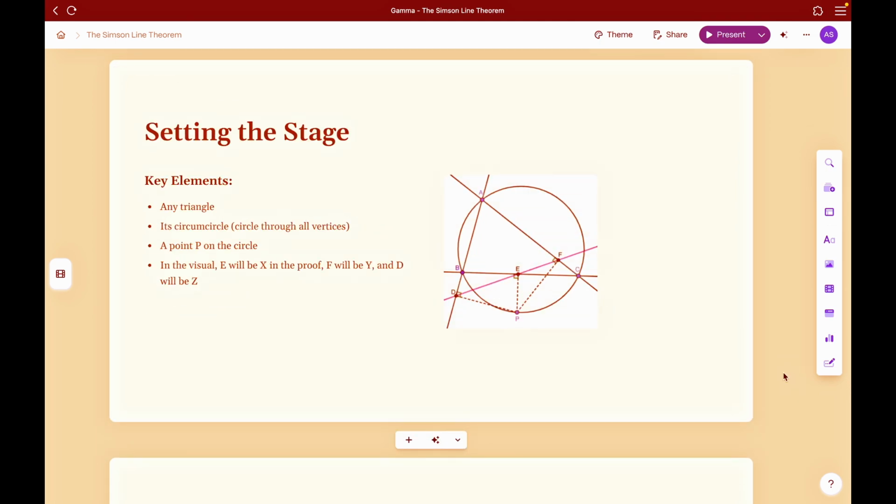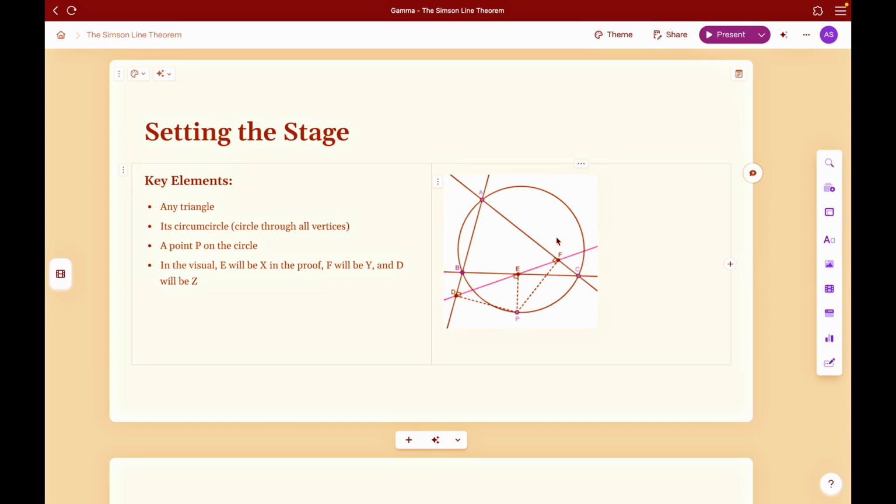So, this is the theorem. Take any triangle, and then its circumcircle, a circle through all vertices. Then there is a point P on the circumcircle that is not A, B, or C. In the visual, E will be X in the proof, F will be Y, and D will be Z. We will come back to this. But the main theorem is that D, E, and F form a straight line.